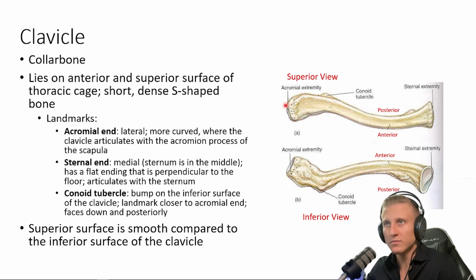Okay. Another feature, we have the conoid tubercle. Okay. This is going to be, if you're trying to correctly anatomically place this, kind of on the superior side and the posterior side.